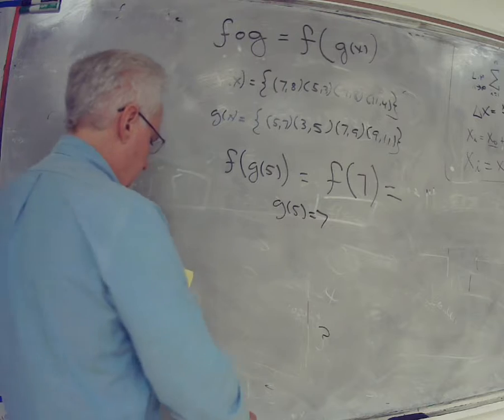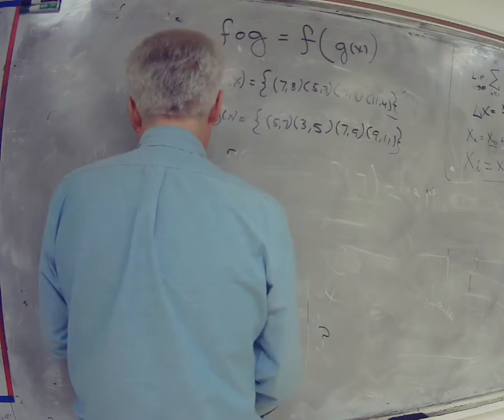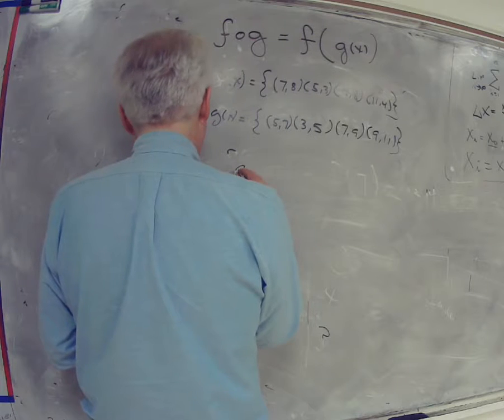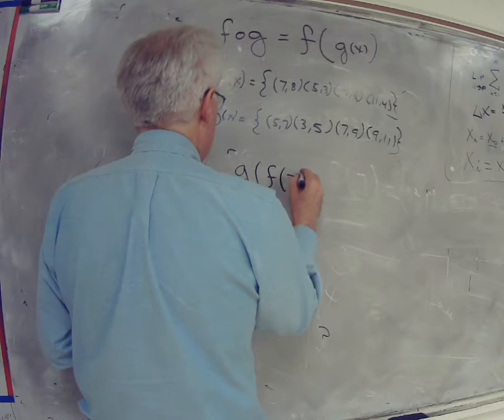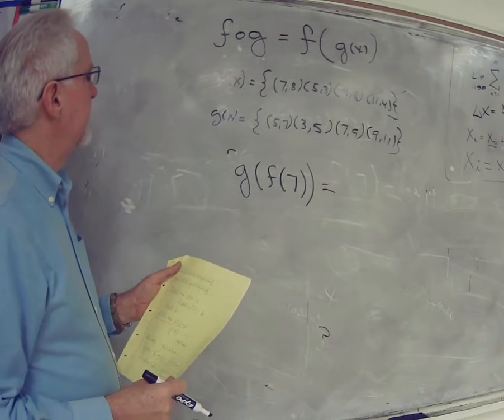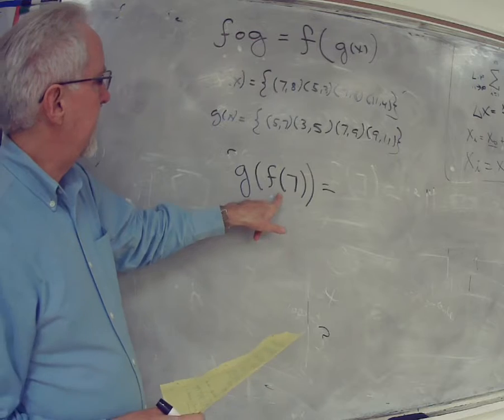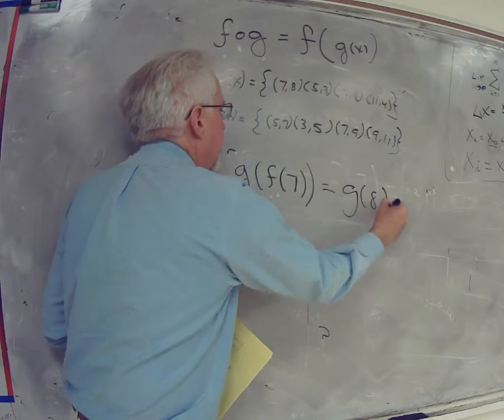Okay, let's try another one. What if I said find g of f of 7? What's the first thing that I need to do? Find f of 7. What is f of 7? 8. What is g of 8?